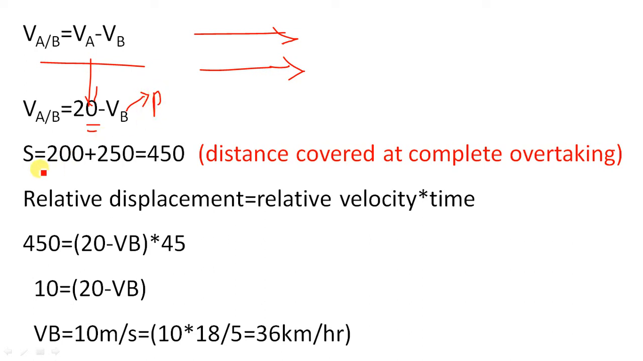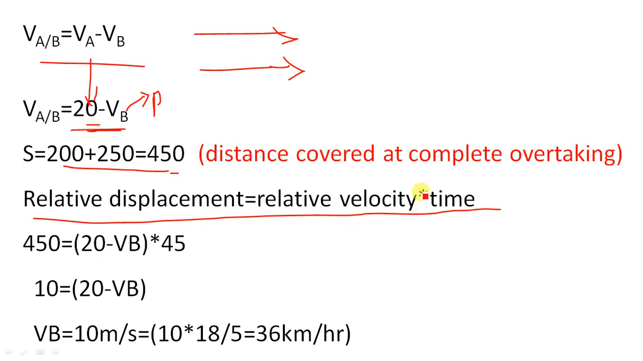Now the overtaking distance is 450 meter. So relative displacement is equal to relative velocity into time. So 20 minus VB is the relative velocity, and time is given as 45, and the relative displacement we have already calculated, that is 450 meter. After solving this, you will get the velocity of B as 10 meter per second, which is nothing but 36 kmph. So the velocity of the passenger train is 36 kmph.